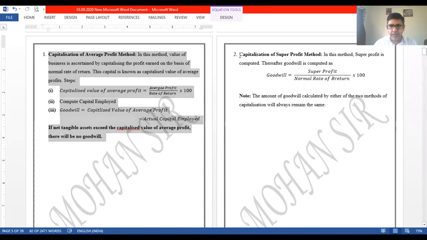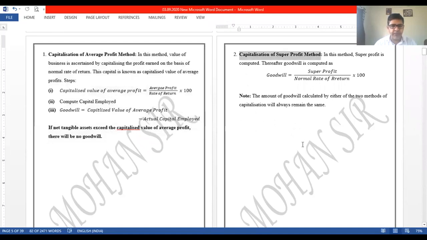And over here, it is the capitalization of super profit method. Here it is very simple. The first 4 steps of the super profit method will be done as it is. What are the steps? Capital employed, normal profit, average profit, super profit, right? Once we are done with that part, the 5th step is to calculate the goodwill, and goodwill comes directly here. Goodwill is equal to super profit upon the normal rate of return into 100, correct?